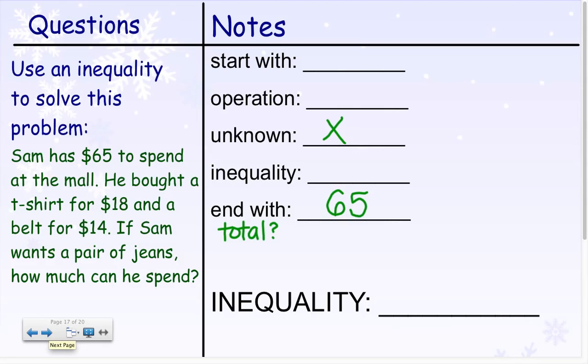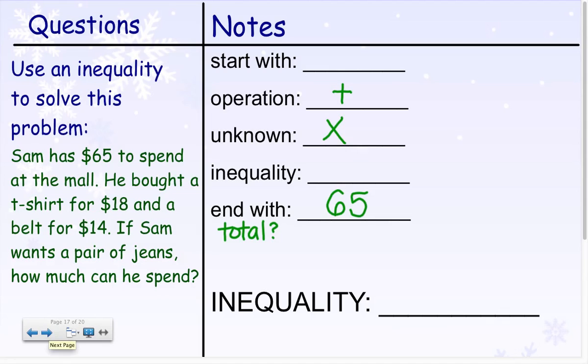Our operation. If we're at the mall and we're buying clothes, so I'm buying a shirt, and I'm buying a belt, and I want to buy a pair of jeans. If you think about the cash register, what operation is the cash register doing as you scan each of those items? It's adding them all up. So our operation is going to be adding.